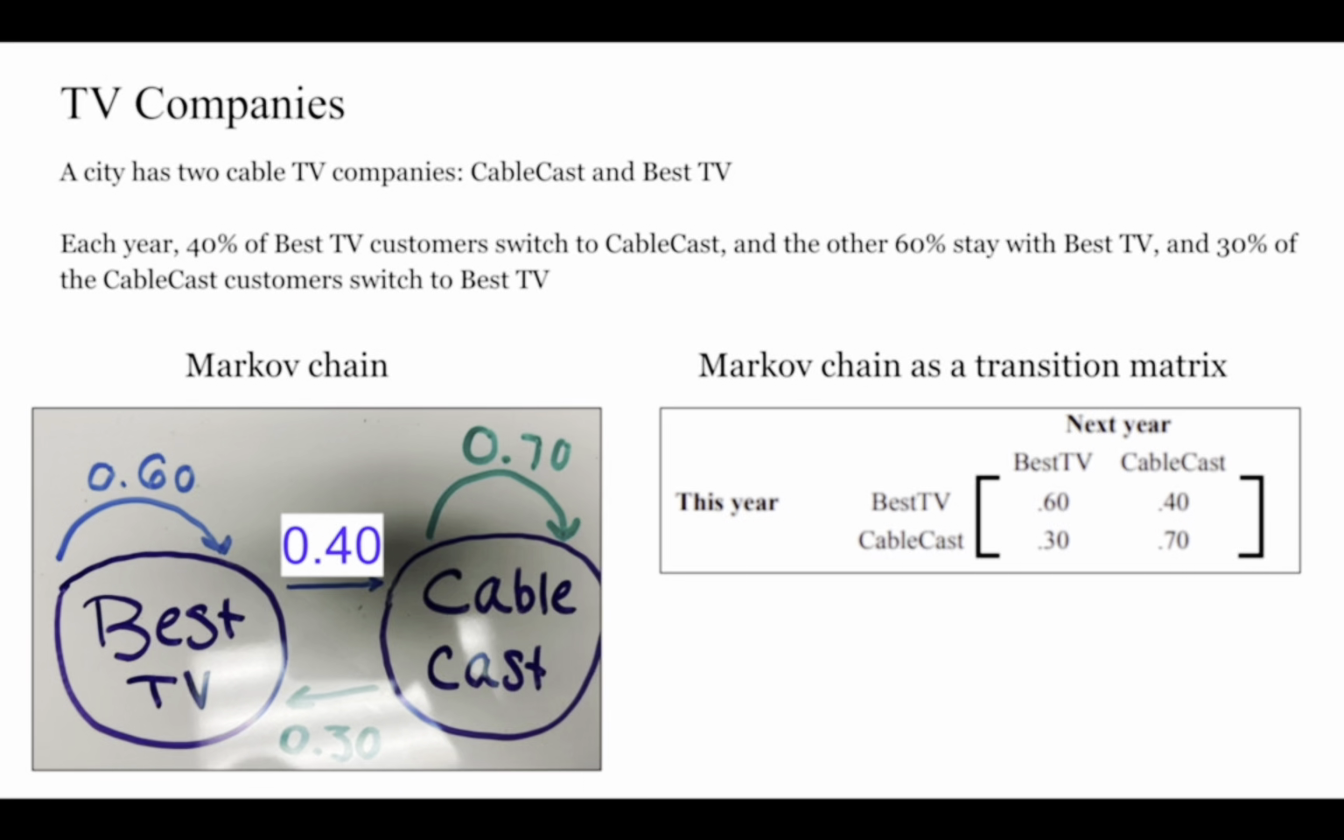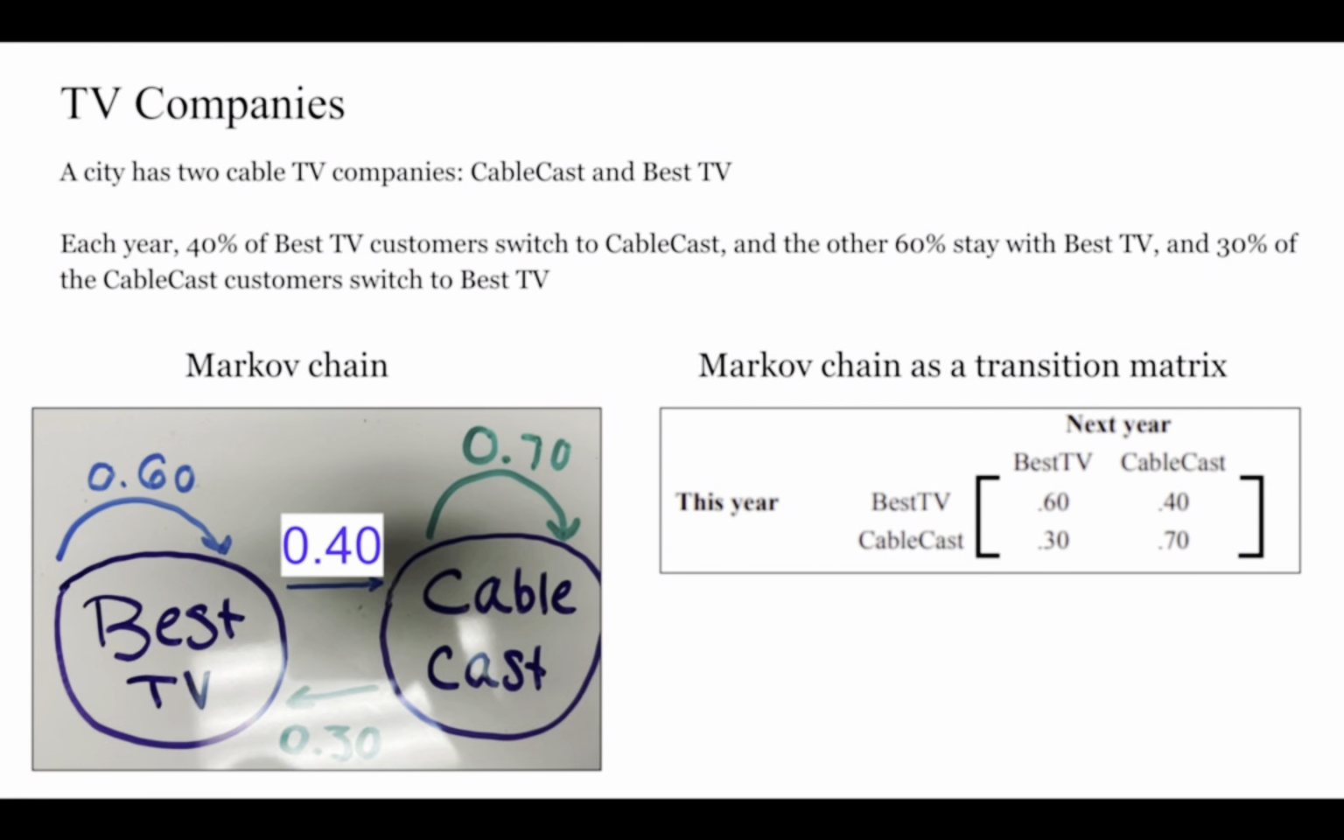Here, a city has two cable TV companies, Cablecast and Best TV. Each year, 40% of Best TV customers switch to Cablecast, and the other 60% stay with Best TV, and 30% of the Cablecast customers switch to Best TV, which means that 70% of Cablecast stays with Cablecast, and that is shown in the Markov chain below.